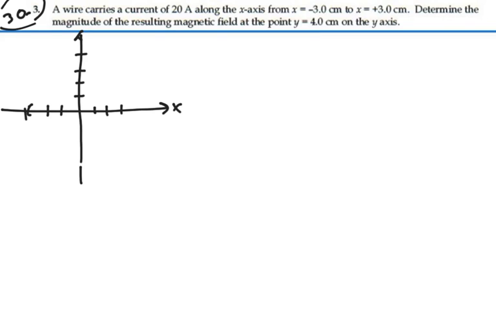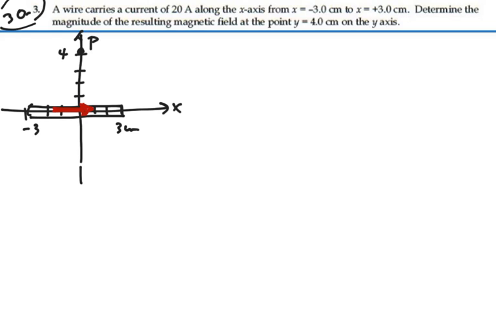So we have a wire extending from x equal minus 3 to x equal plus 3 centimeters. And then we have a point on the y-axis at y equal 4 centimeters. And we want to find the magnetic field at this point. Our current is going to the right from x equal minus 3 to x equal plus 3.